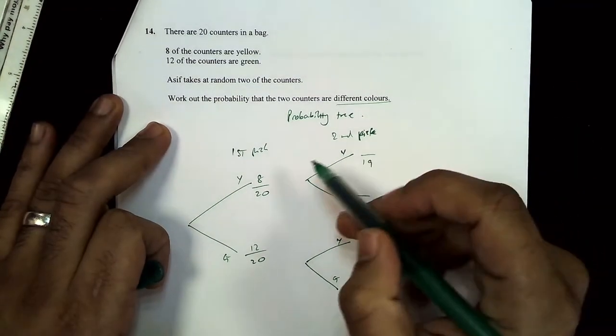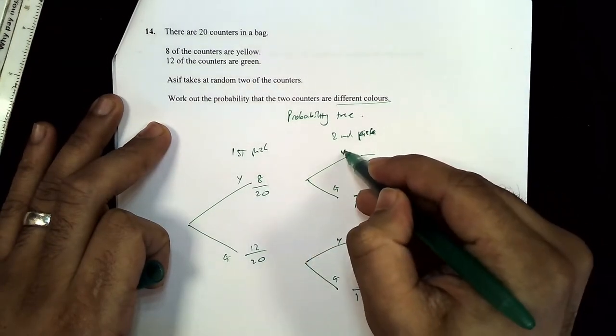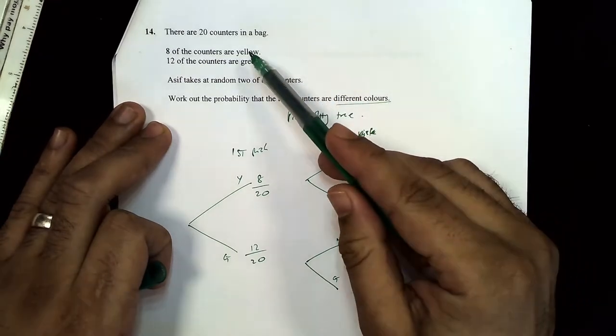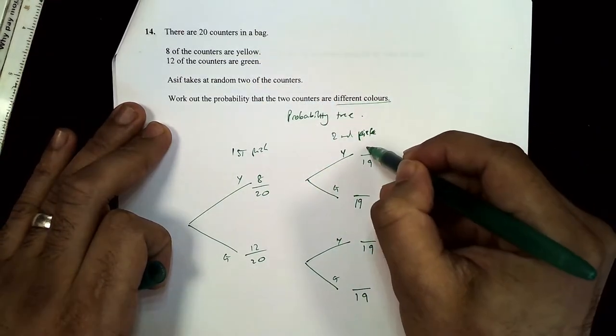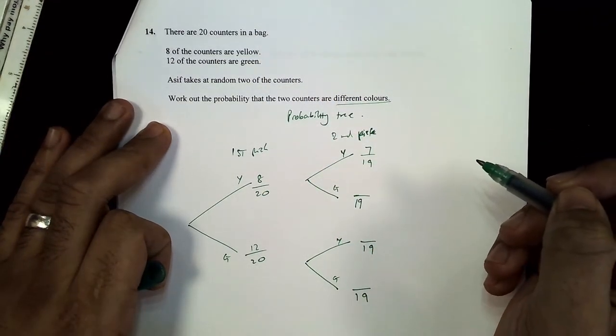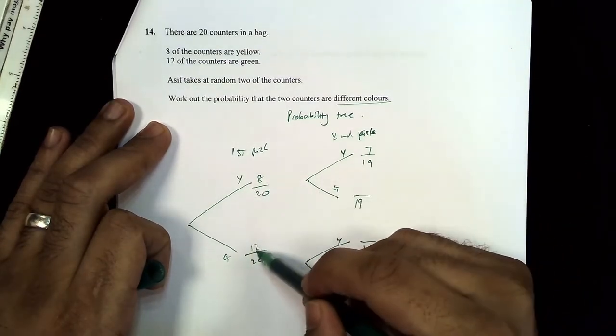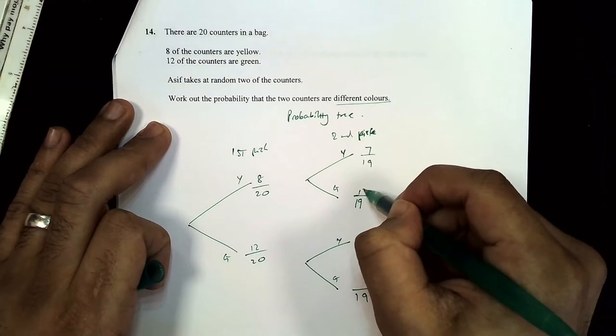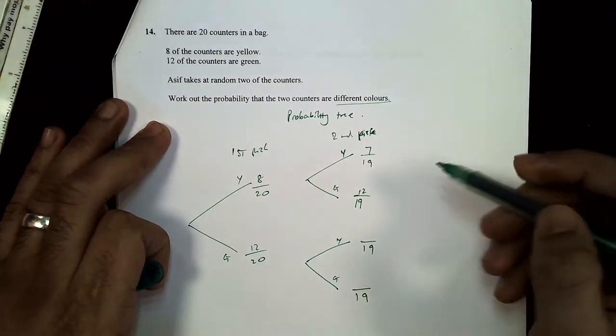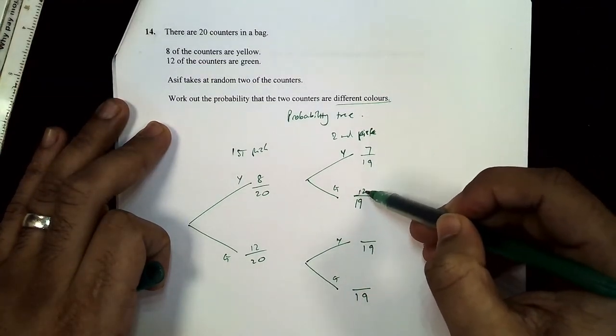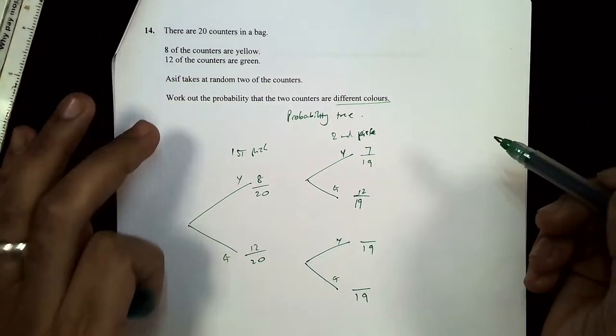Then, if I took a yellow one the first time, how many yellow ones are left in there now? There were 8. If I took one of those out, there's only 7 left. And green, well, if I took a yellow one the first time, there are still 12 green ones left. So 12 out of 19 there. You can check by adding the numerators together, 12 add 7, and it makes 19, so I'm happy.